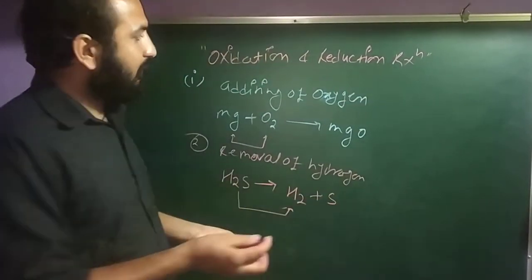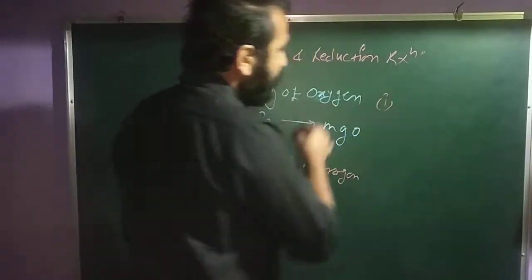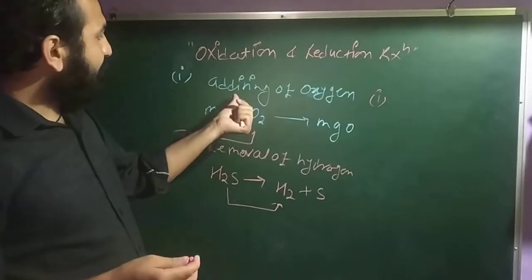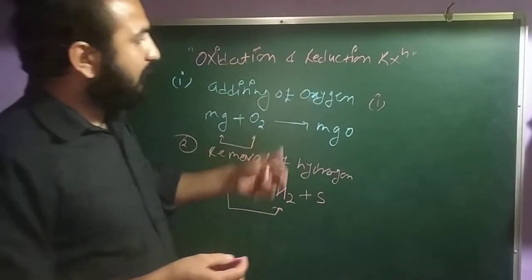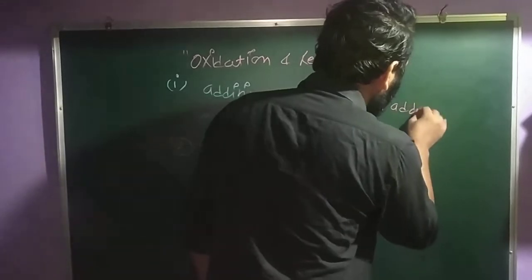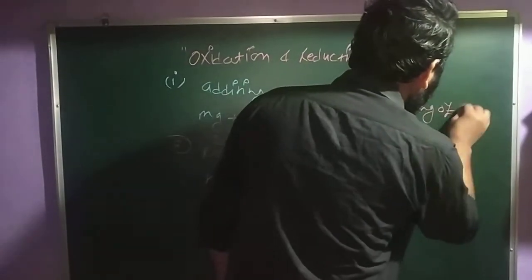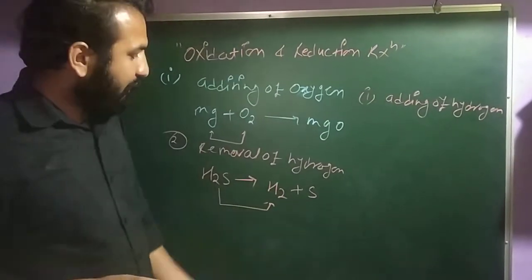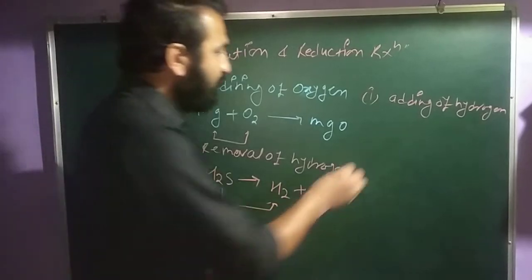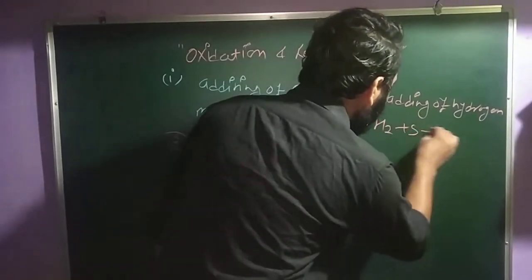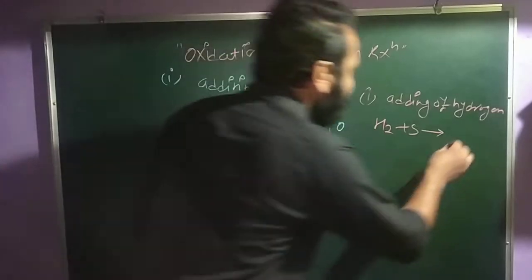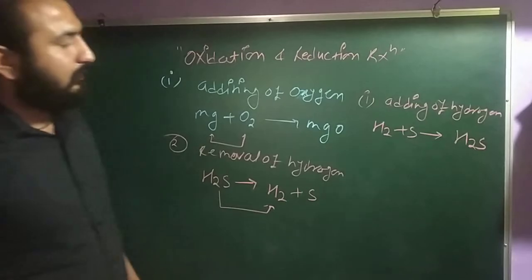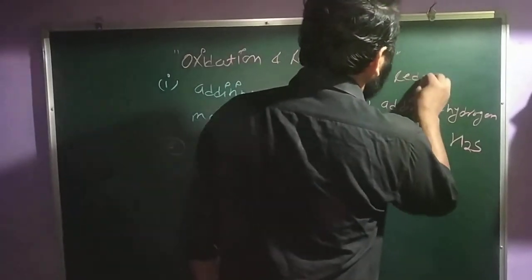So what is reduction? The first definition: reduction is the opposite of oxidation. How? The first in oxidation was the adding of oxygen, so in reduction the first is the adding of hydrogen. Clear? That means I am taking this example: H2 plus S giving H2S, hydrogen sulfide. So this is called the reduction reaction. Here I am writing above, reduction.